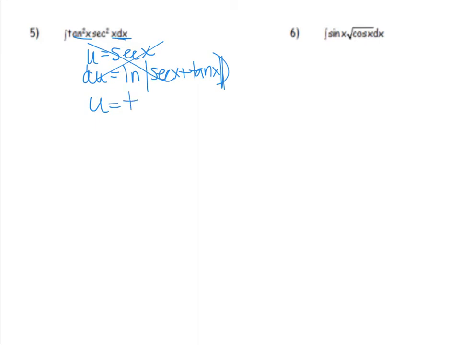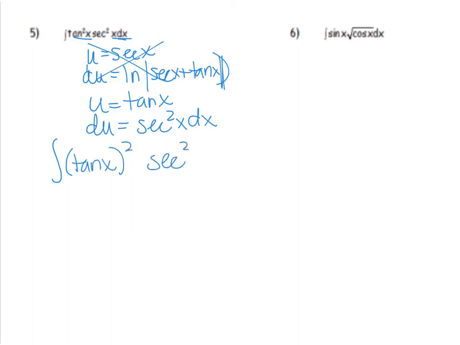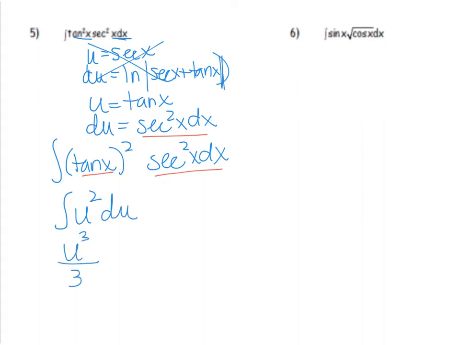All right, so we're going to try the other one. So we're going to let u be tangent. When we take the derivative, that's going to be secant squared dx. And if we rewrite this, we can see right away that those two things are the same. And so we know we found our u. So we know that this tangent x is u, so we're going to rewrite it as u squared du, which will be u to the third over 3.